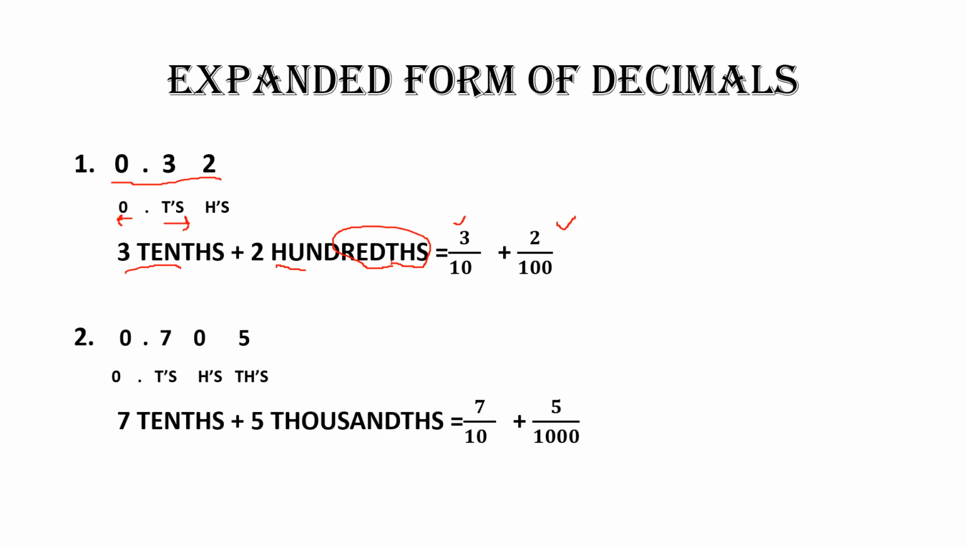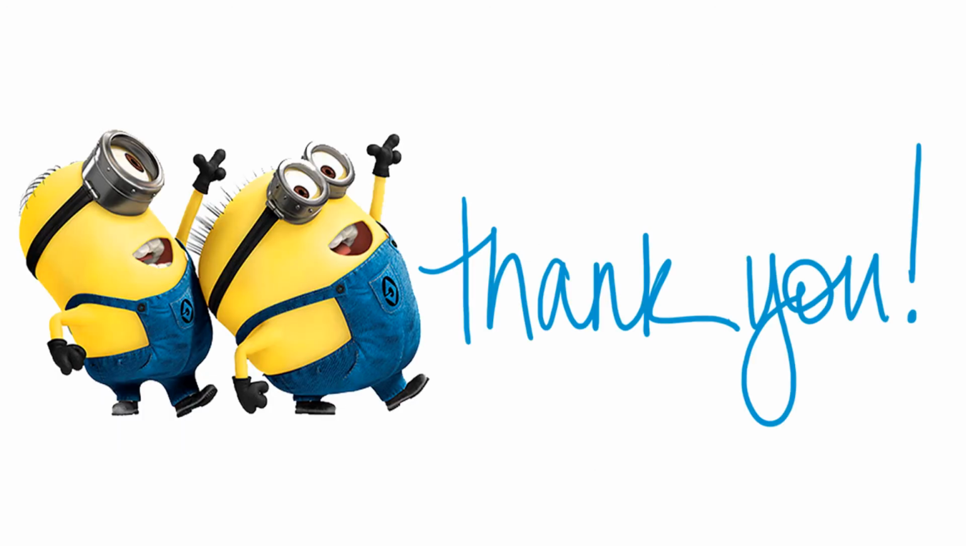In the second example, you can see we are having 0.705. First step, again write down the place value, and then we can expand this as 7 tenths. Now 0 hundredths is there, so there is no need to write 0. We can leave 0 here, and 5 thousandths, right? So 7 tenths mean 7 by 10 and 5 thousandths mean 5 by 1000. Thank you.